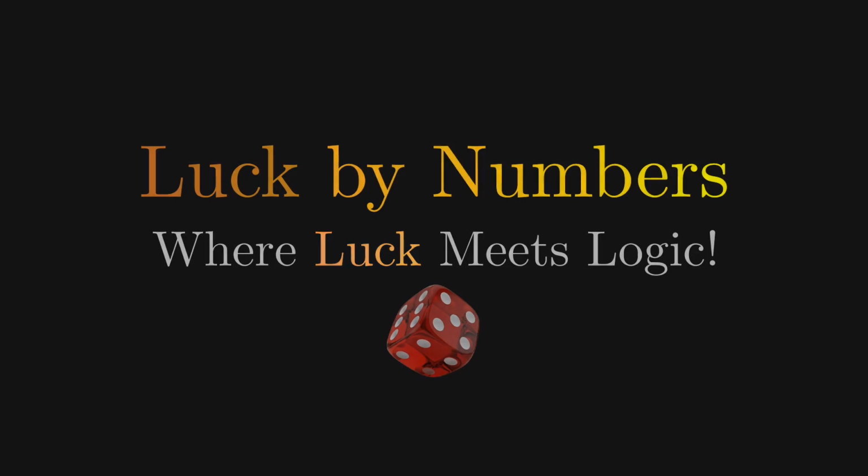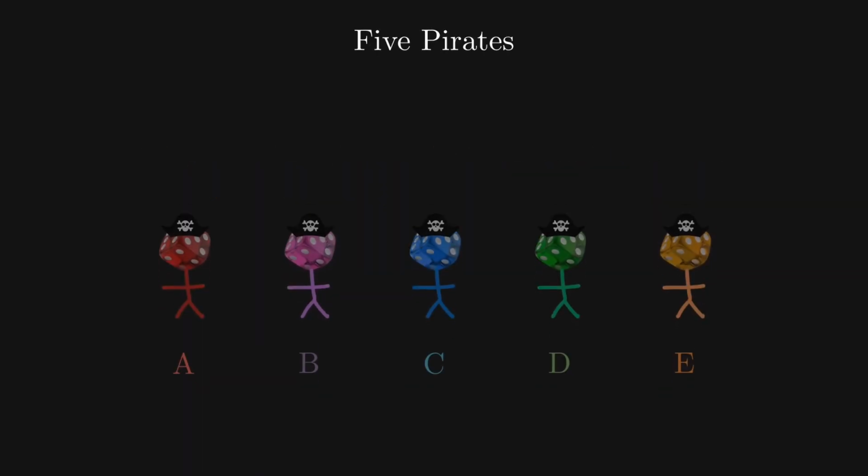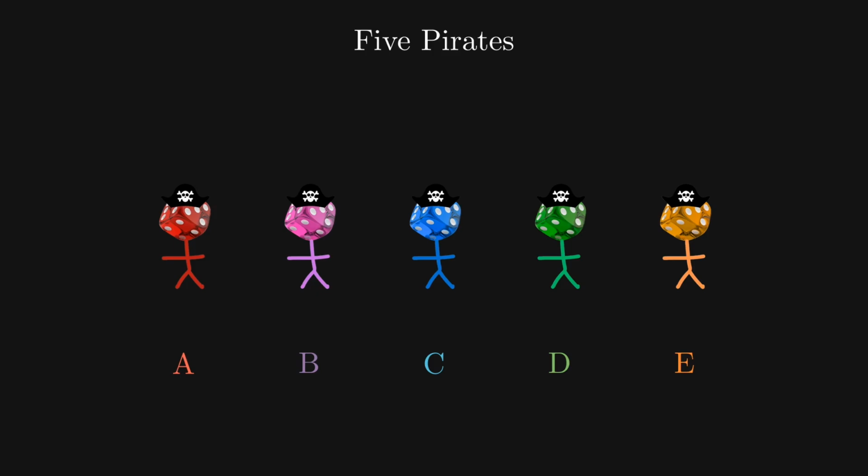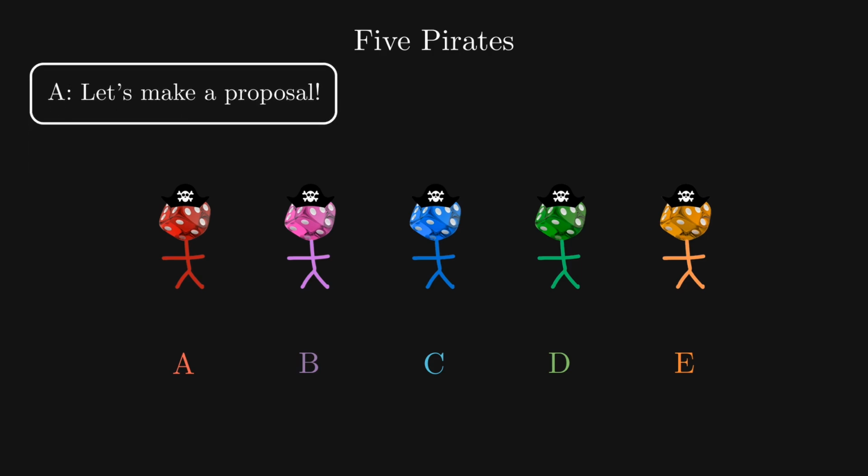Let's start with this popular brain teaser, 5 pirates. 5 pirates labeled A, B, C, D, and E, from the most senior to the least, are trying to divide 100 gold coins. Here's how it works. The most senior pirate makes a proposal to divide the gold.